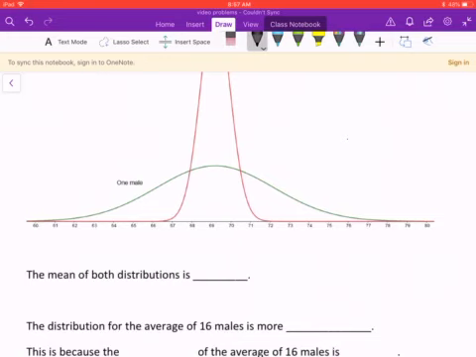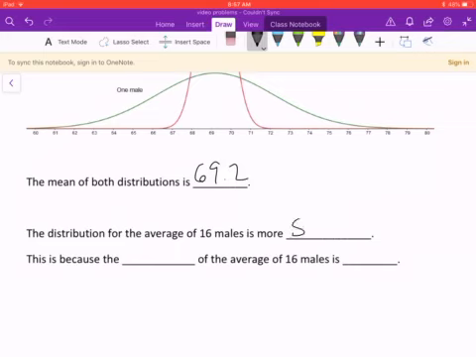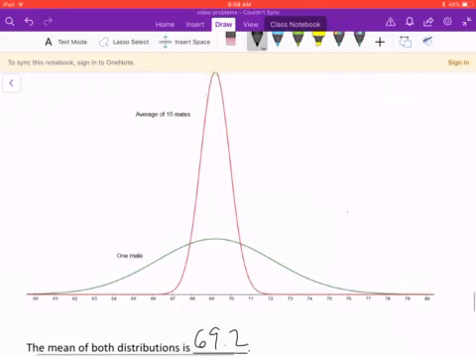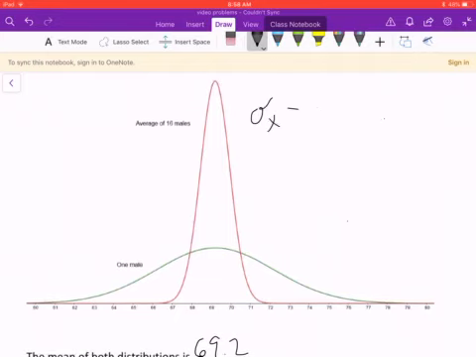So the mean of both distributions is still 69.2, right? That's what I said. That's the center. The distribution for the average of the 16 males is more steep, right? And this is because the standard deviation, sorry about the handwriting, is smaller. Remember, let's go back and take a look. The standard deviation of the 16 males was 0.75. What does that mean? That means it's a smaller spread of data compared to the other one. The standard deviation of the population is 3. So that's why our green distribution is much more wide.